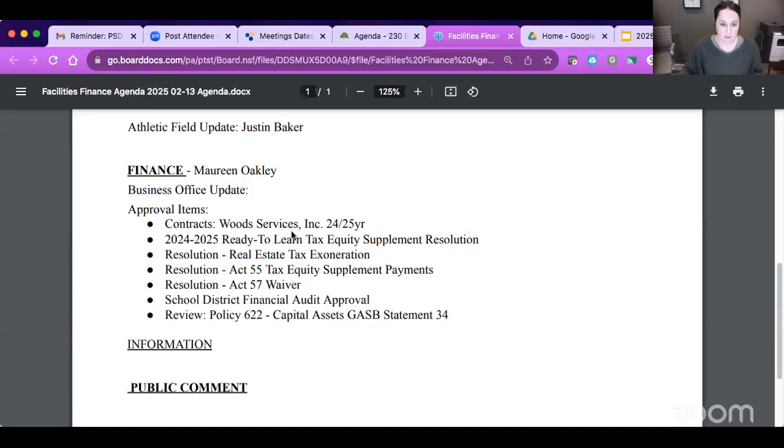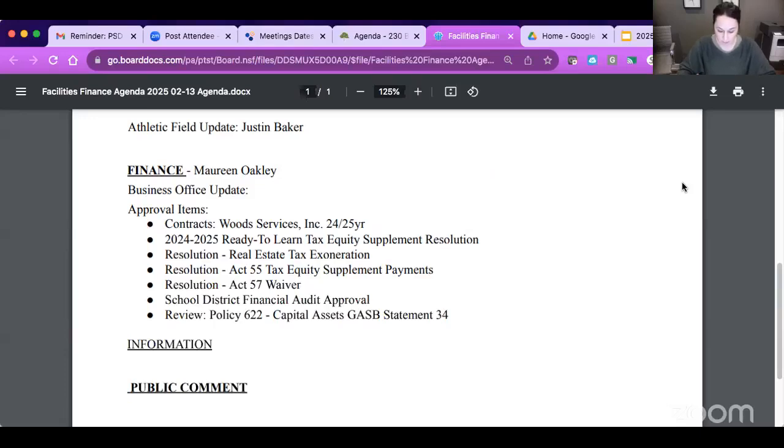So the first item I have is a pretty standard special ed contract for wood services. The next item that we'll have for approval is our Ready to Learn Tax Equity Supplement Resolution, which is actually the same thing as the Act 55 Tax Equity Supplement Payment Resolution. Those are the same things. So part of last year's budget included a supplement that came through the Ready to Learn block grant, and that included tax equity payments. So we are required by law to pass this Act 55 resolution that provides for the payment of tax equity supplements by the Commonwealth to school districts.